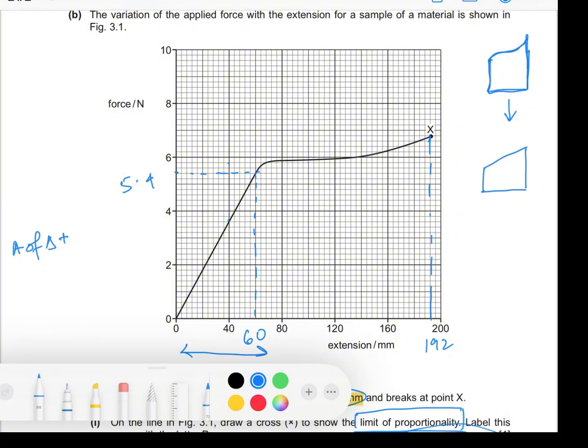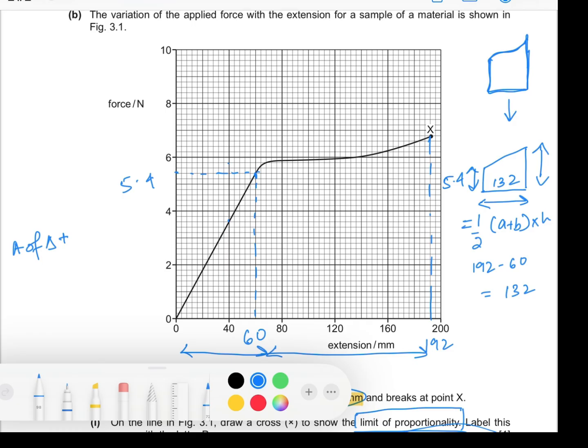An area of a trapezium is equal to half multiplied by the sum of parallel sides multiplied by the distance between them. So the distance between them would be this length over here, which will be 192 minus 60, and that's 132, right? That's 132. And then the parallel sides are this length over here, which is, as you can see, 5.4, and this length over here, which would be 6.8.